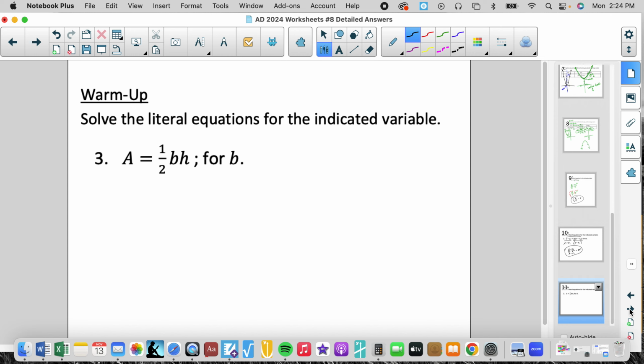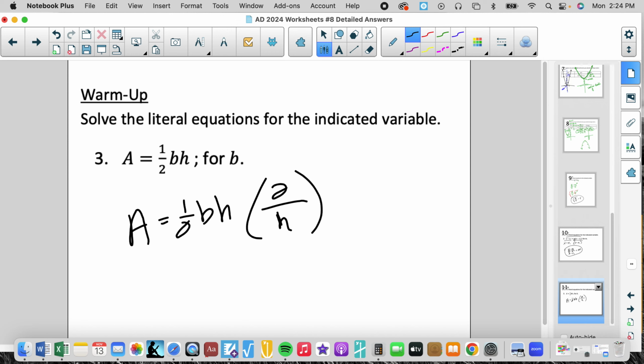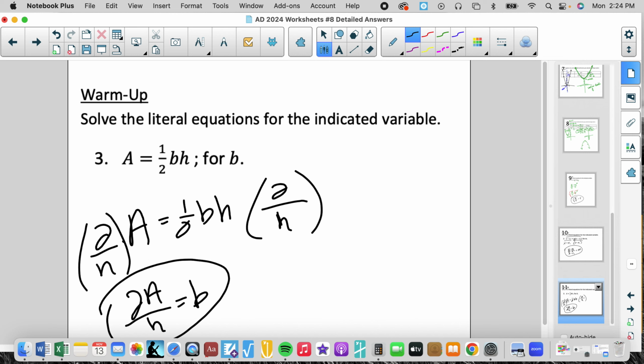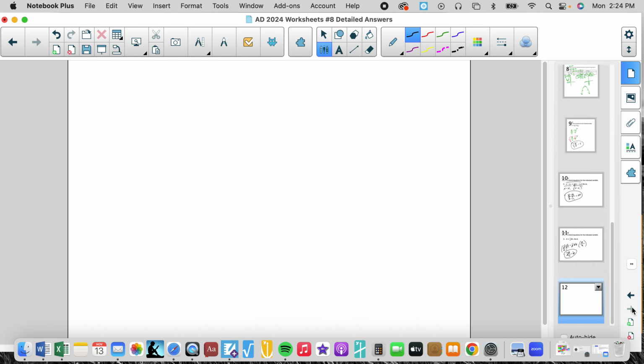Solve for b. These are relatively easy. We've done harder ones in class, so these are kind of simple. We can do this in one fell swoop. We can divide by h and multiply by 2. So 2h, if we multiply it by, we get 2a over h equals b. That's nice and easy. That's a layup.